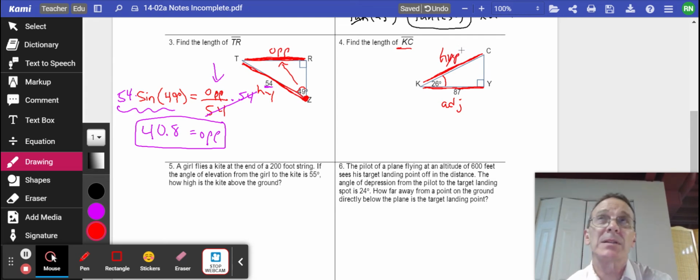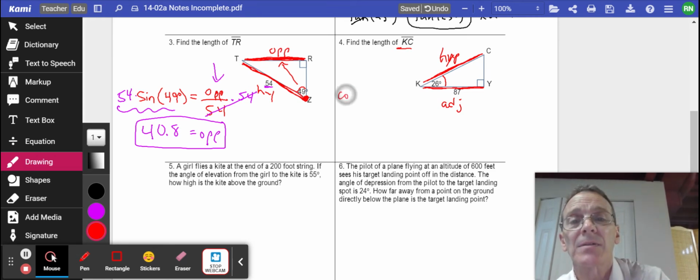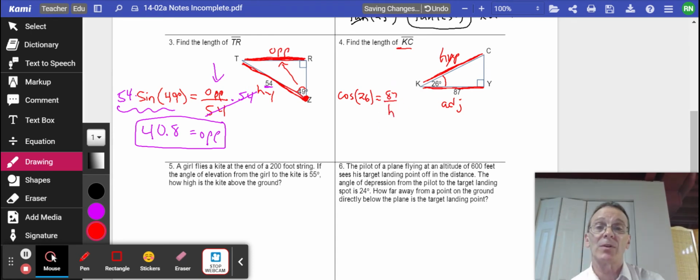Okay. What connects adjacent and hypotenuse? SOHCAHTOA. So it's the cosine. So write your cosine equation. The input is the angle measure. Cosine of 26 degrees equals the adjacent, which we know, over the hypotenuse. I'm going to call the hypotenuse H, which we don't know. Oh, here's this algebra trouble again.